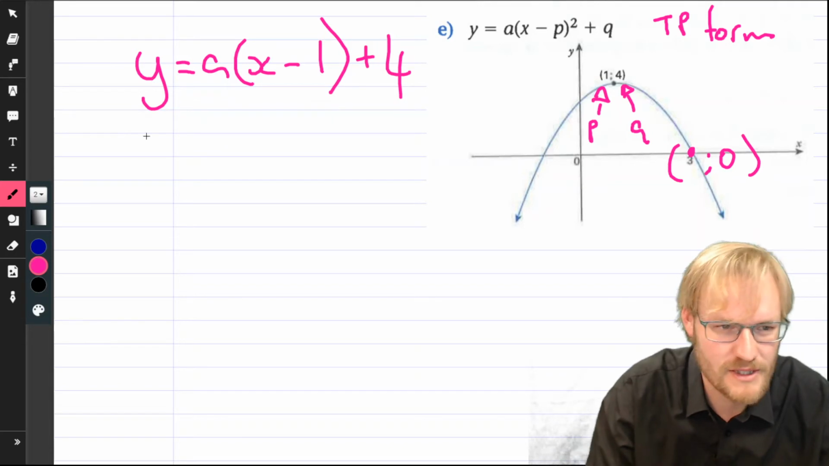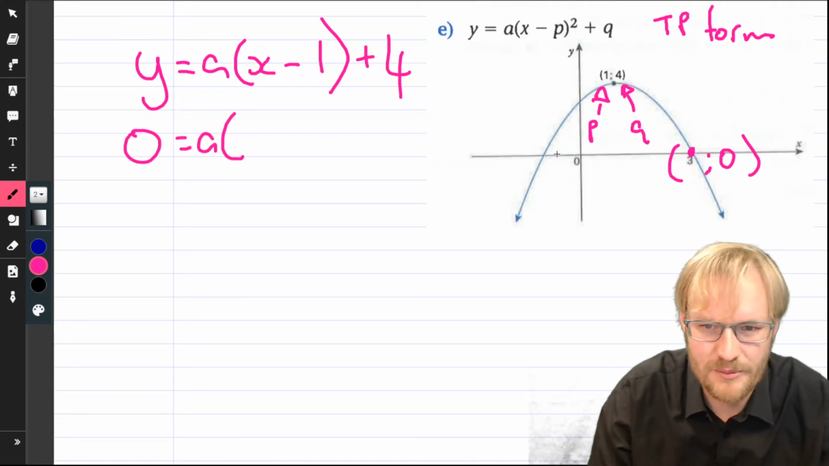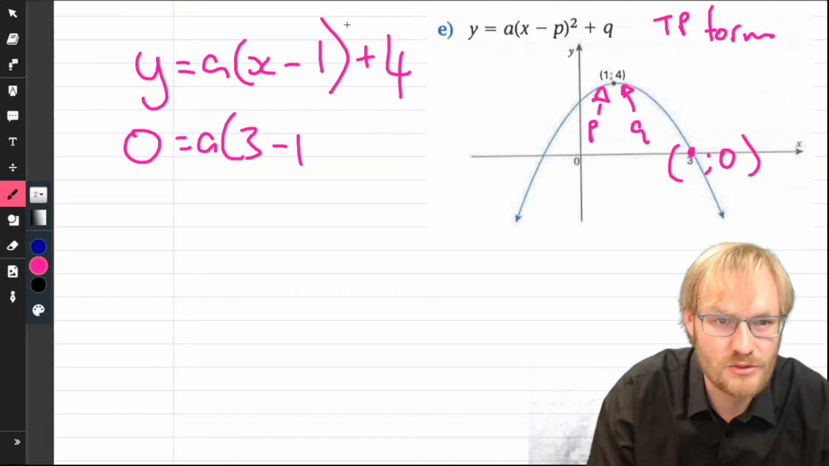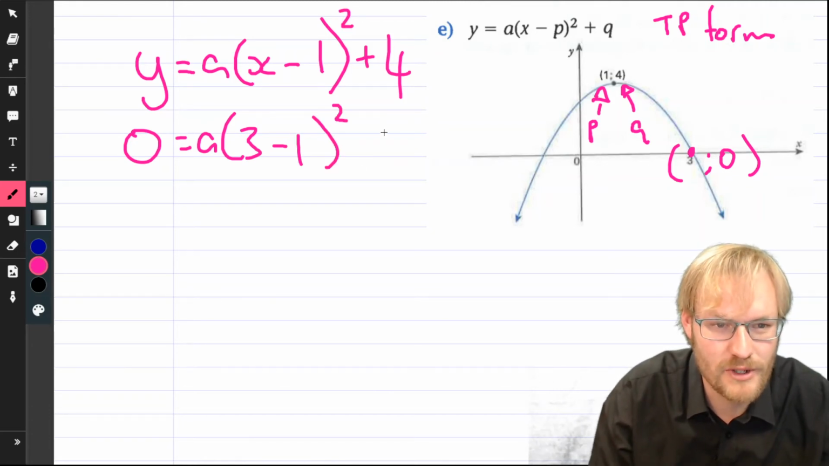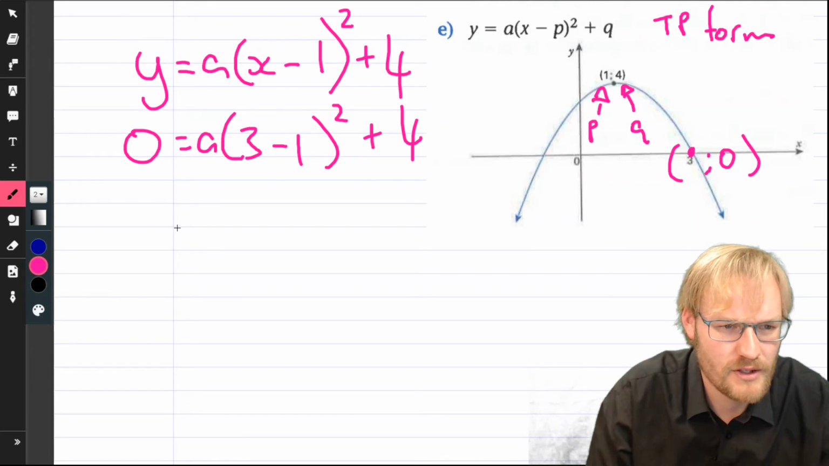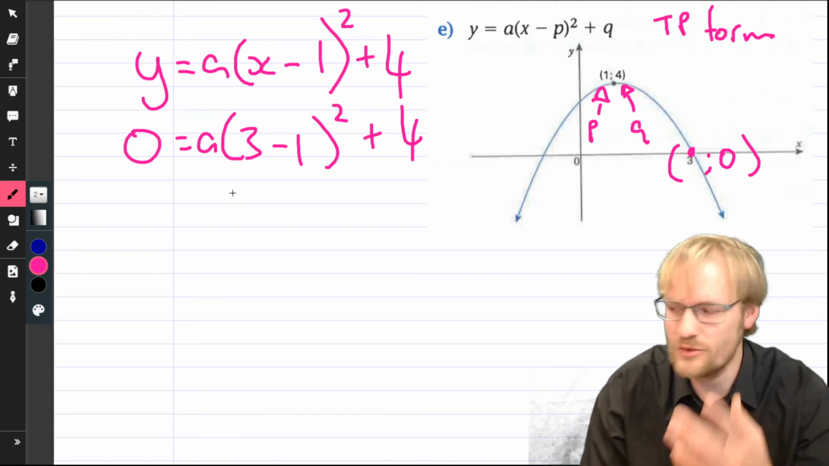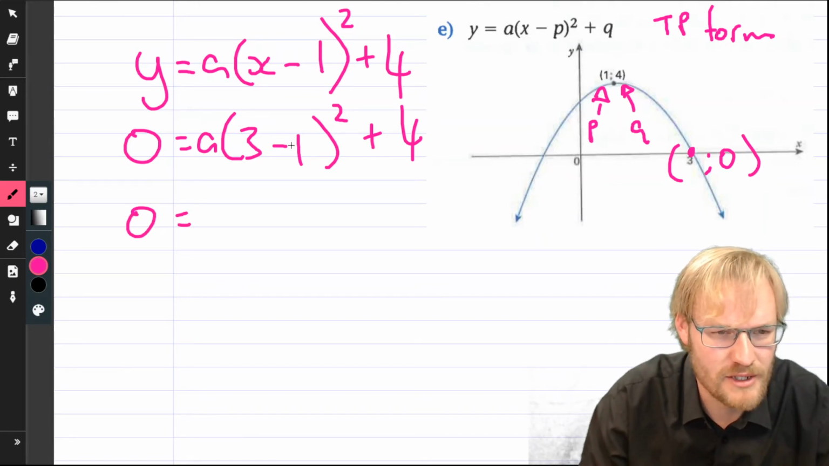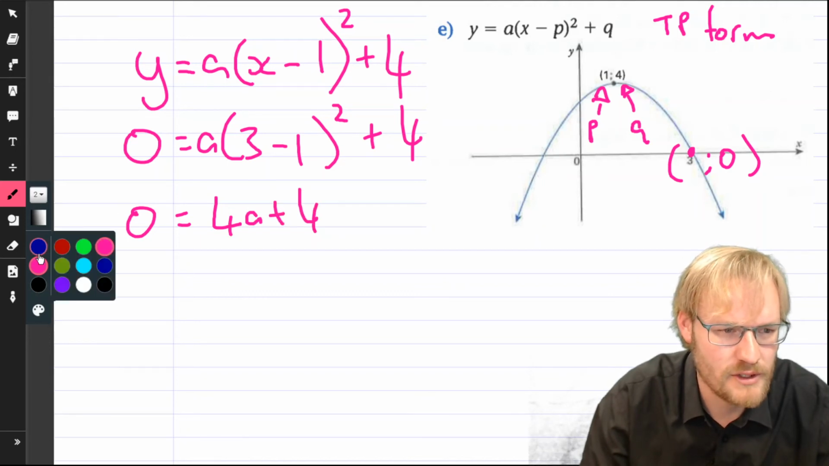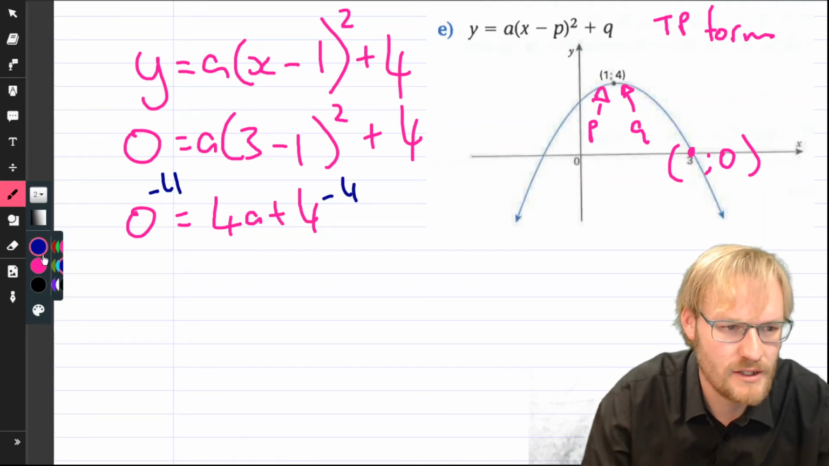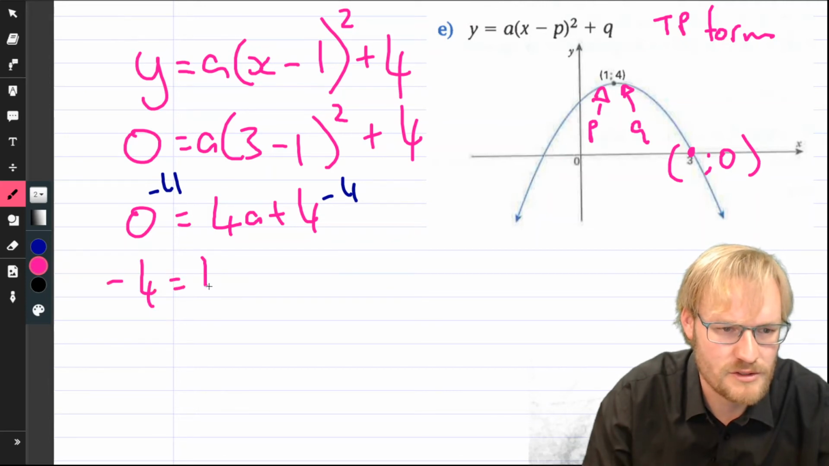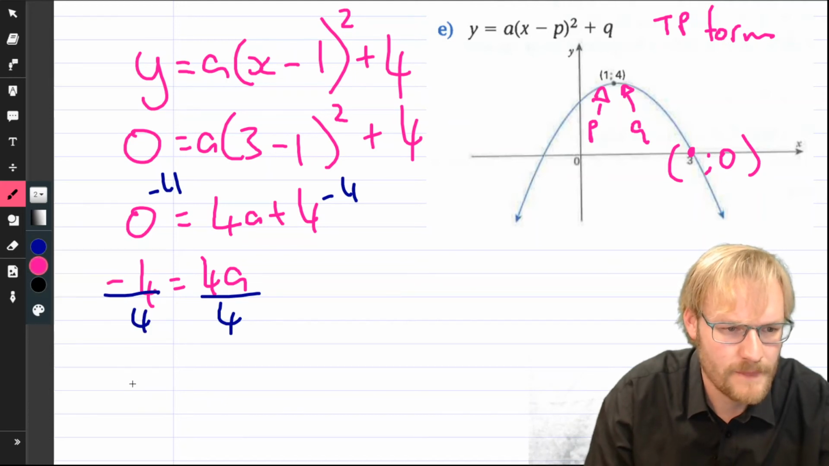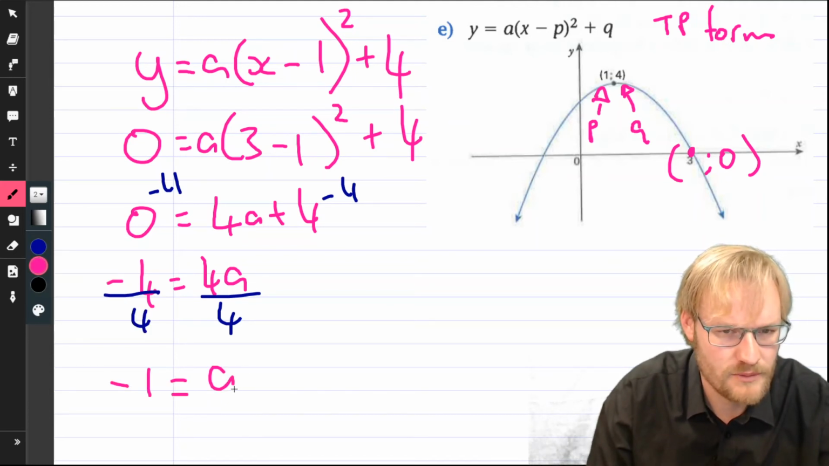So our y value we said was 0 equals a, x value is 3, 3 minus 1, must be a squared there, squared plus 4. Okay, then we can just work it out. There's an equation, and there's one thing we don't know, so we can figure it out. So 0 equals 3 minus 1 is 2, 2 squared is 4, so 4a plus 4. Let's subtract 4 from each side, and negative 4 equals 4a. Divide that by 4, divide that by 4. So negative 1 equals a.